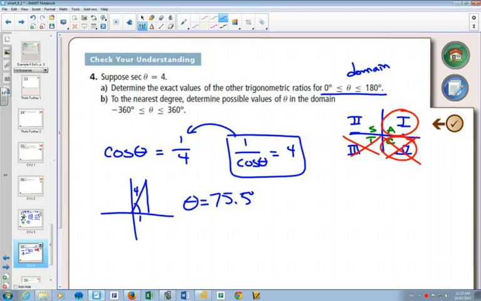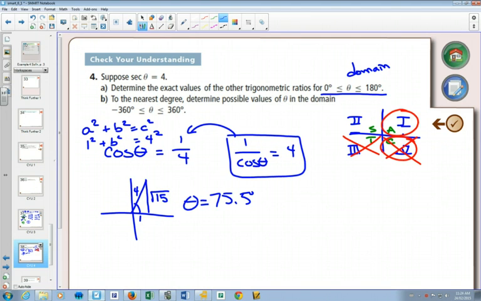Now we're to find the exact values of the other trig ratios. We're going to use that 75.5 coming up when we get to part B. But what are the other ratios? So again, I've drawn a triangle. A squared plus B squared equals C squared. We're missing the opposite side. Can you do that one in your head? Square root of 15. When you know the hypotenuse, in this case 4 squared, and one of the sides is 1 squared, you'll always take the hypotenuse squared minus the other side squared. So 16 minus 1 is 15, and you get the square root of 15.